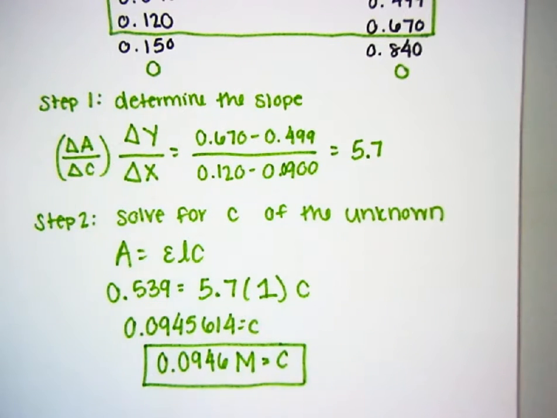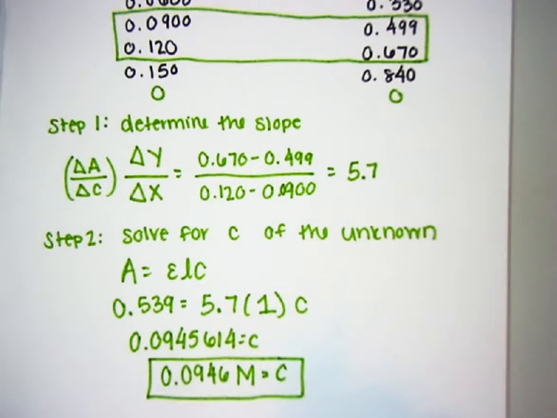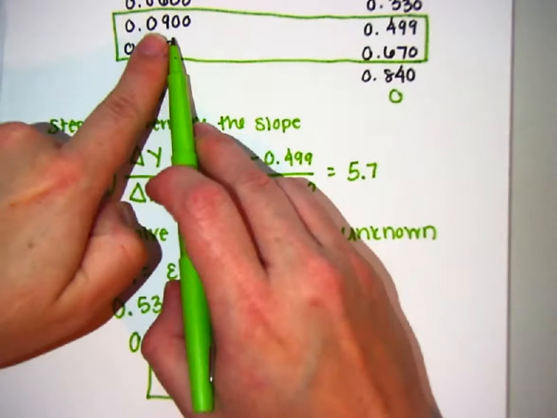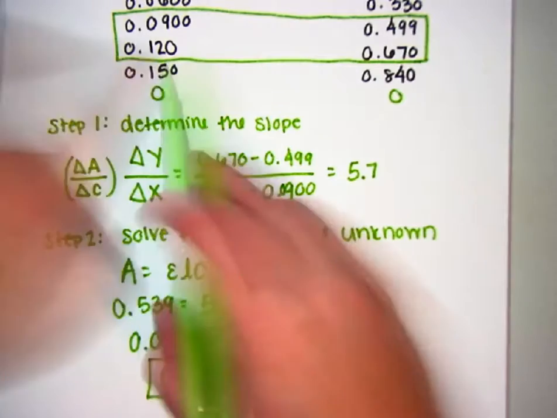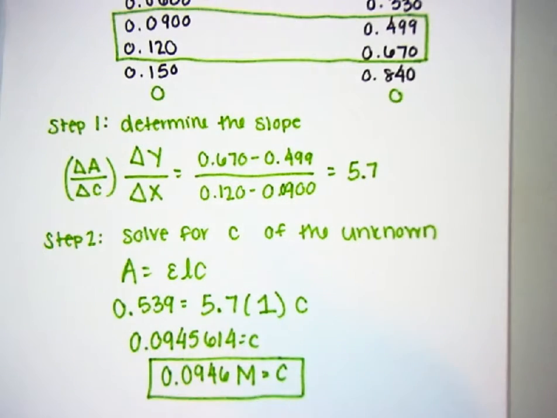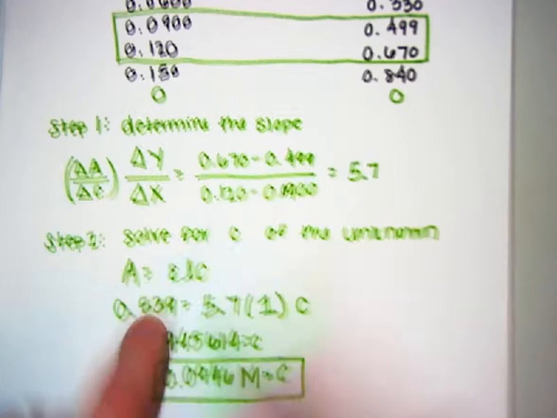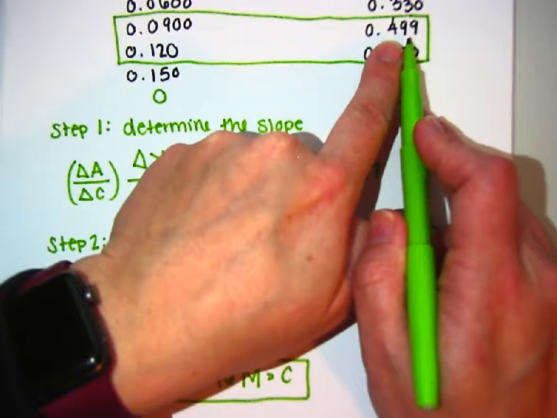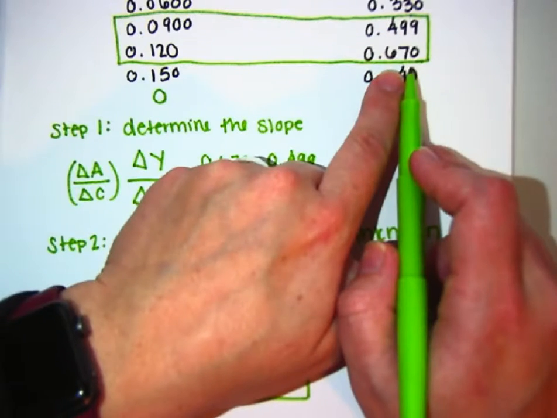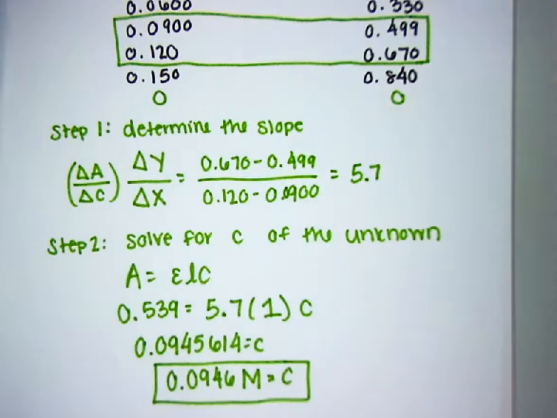Next, we want to think, does my answer make sense? Remember that we said our concentration should fall somewhere between 0.09 and 0.12. I got 0.094. Again, you can think about, does my answer make sense? Well, my absorbance is 0.54, which is much closer to 0.49 than it is to 0.67. So your answer should be closer to 0.09 than it is to 0.12, which again, it is.